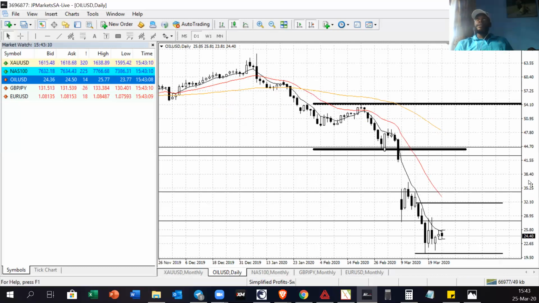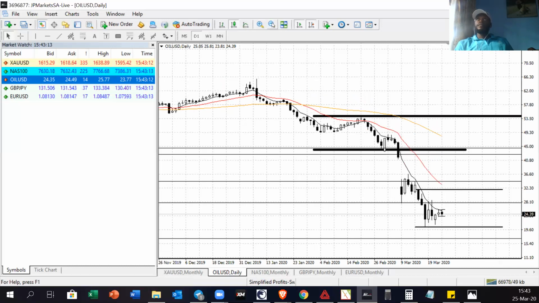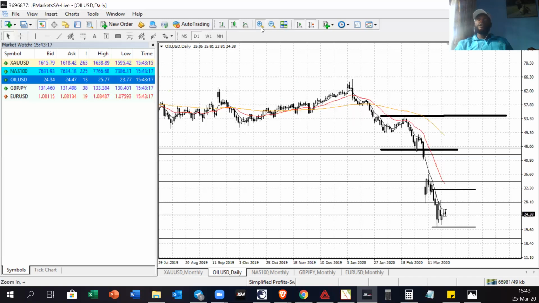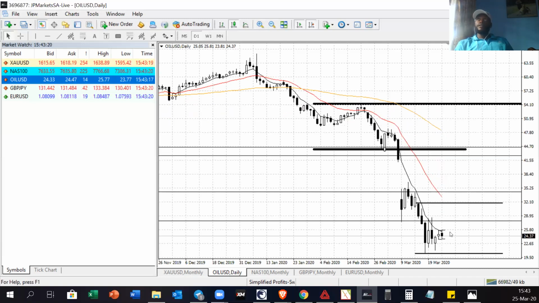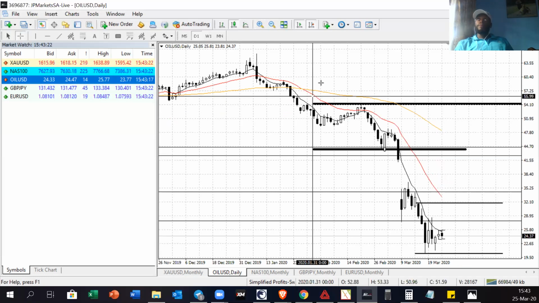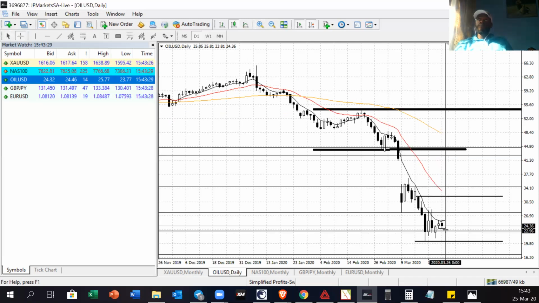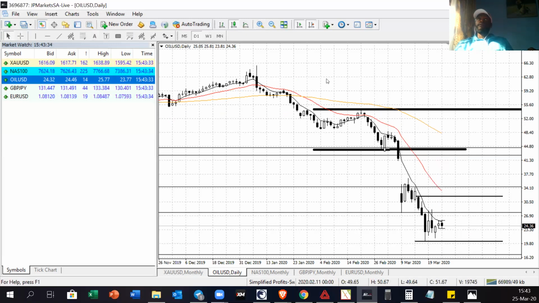So bears, there's many ways to play this as a bear. So aggressive bear wants to get in at the break of yesterday's low. That's plan A. Plan A, break of yesterday's low on a short term, take this down to 20, pull out.